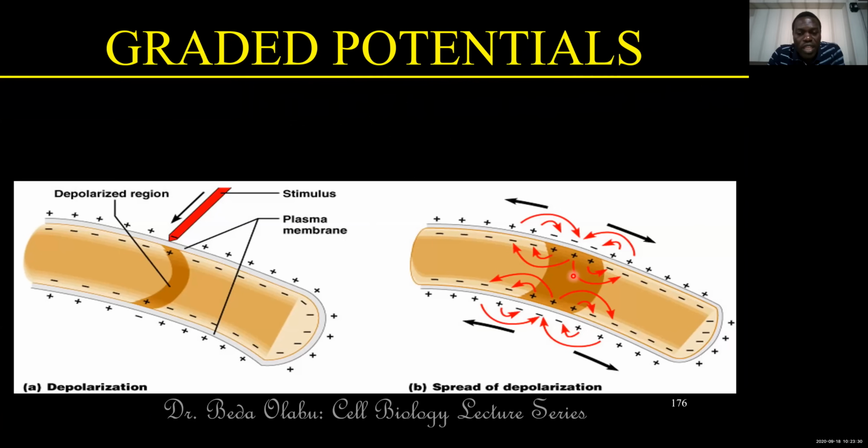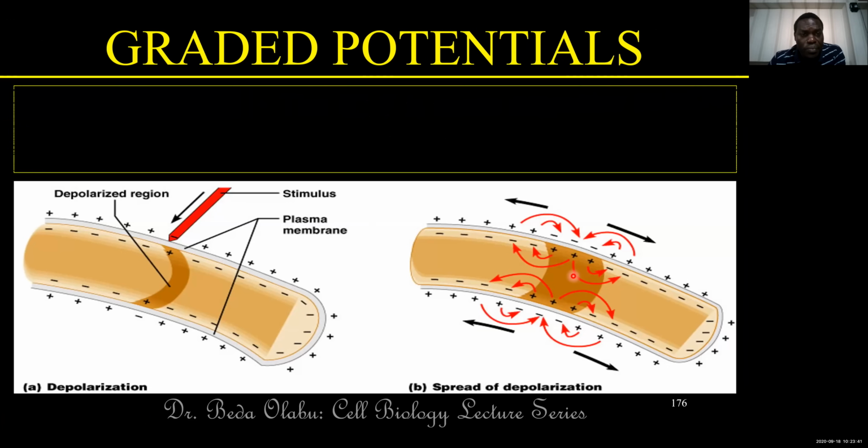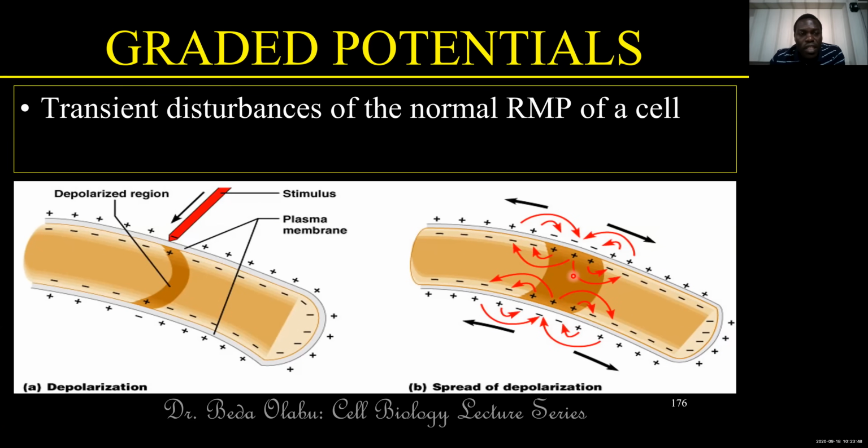Let me teach you about graded potentials before I give you a short break to think about something as I take the attendance. So, graded potentials, what are they? Graded potentials refer to transient disturbances on the normal resting membrane potential of a cell. A transient disturbance means a short-lived disturbance of the RMP.